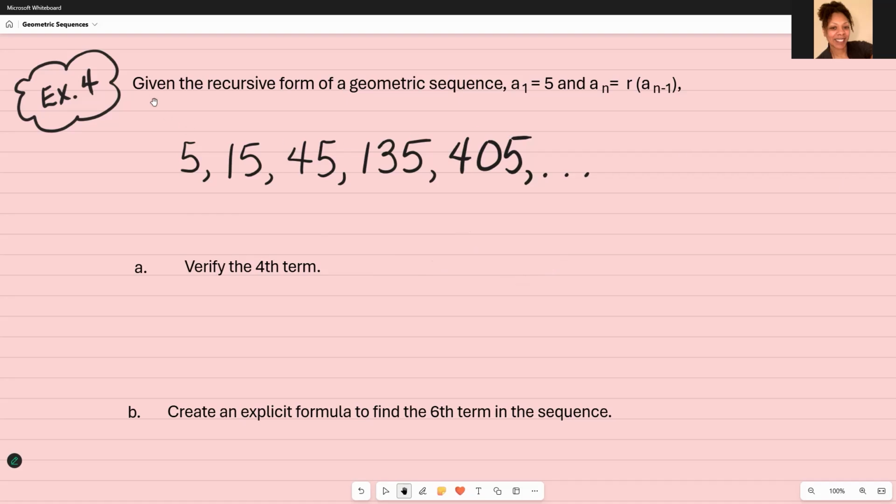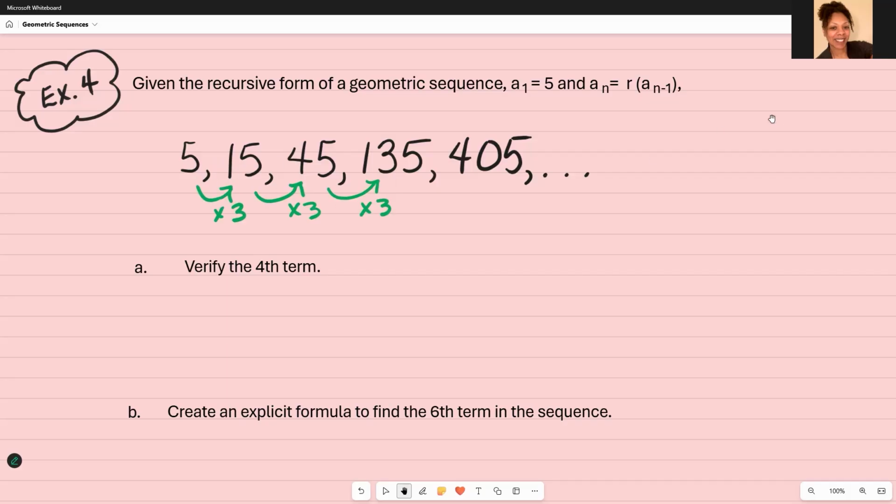In example 4, we're given the recursive form of a geometric sequence where we know that the first term is 5, and then we're trying to use this formula to verify the fourth term. Let's look at our sequence to figure out the pattern. 5 to 15, 15 to 45, 45 to 135, and so on and so forth. It looks like we're multiplying by 3.